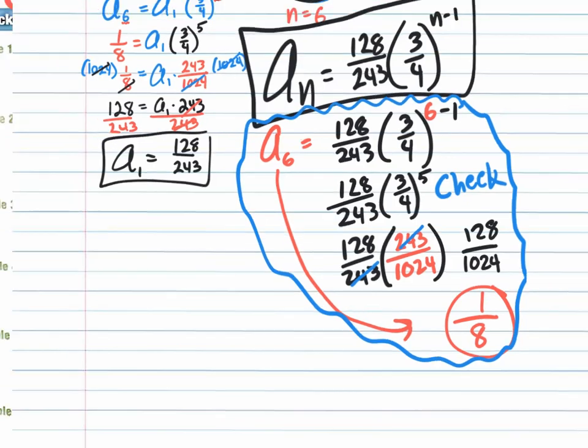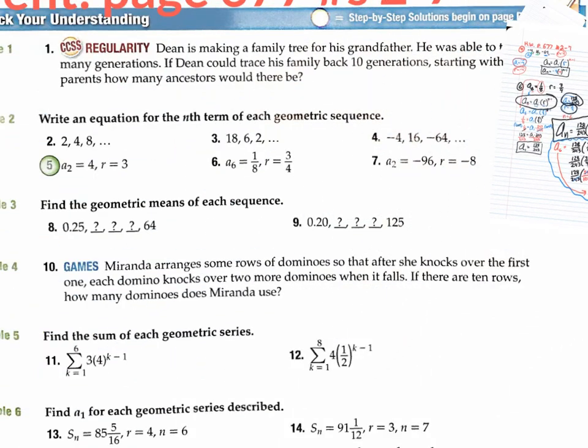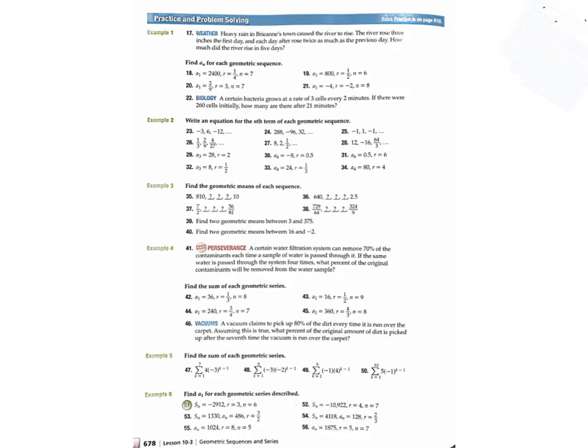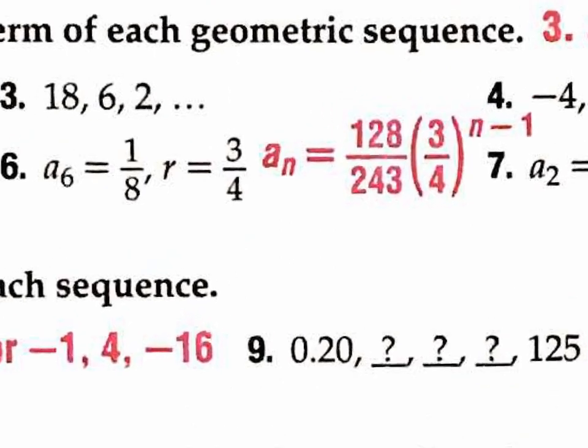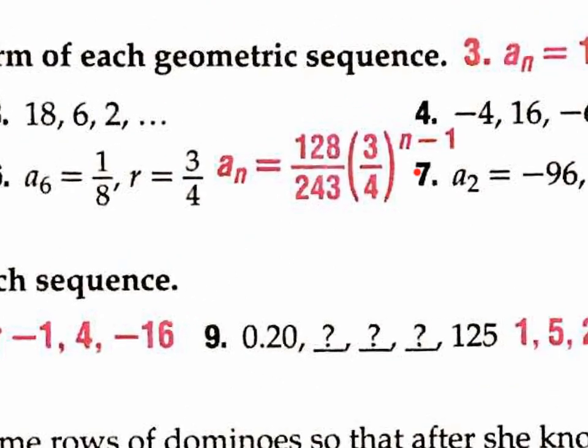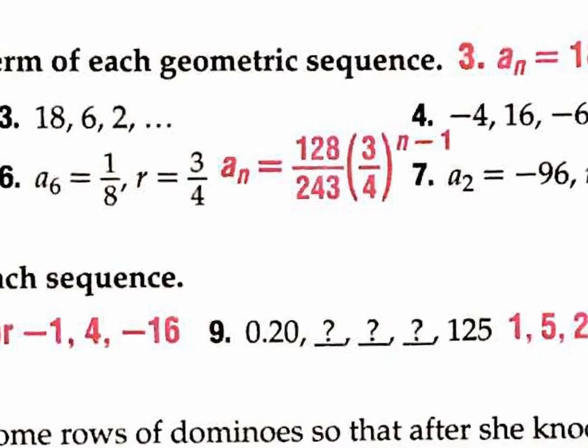All right, guys, you have the rest of these to do. I did 2 of the harder ones, and I'm pretty sure you guys could do the rest. The answers are right here. As you can see, we got that exact a sub nth rule for number 6, 128 over 243. We verified that this is correct by plugging in the number 6, doing all that work, and it gave us the answer 1/8. So here are your answers.